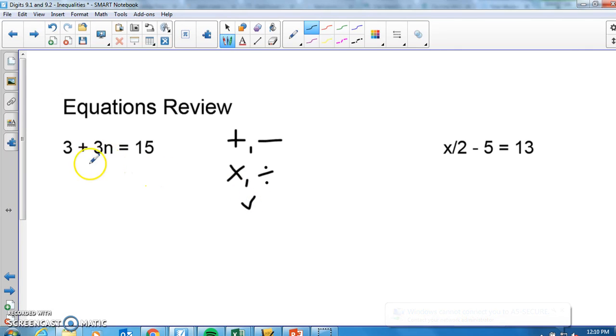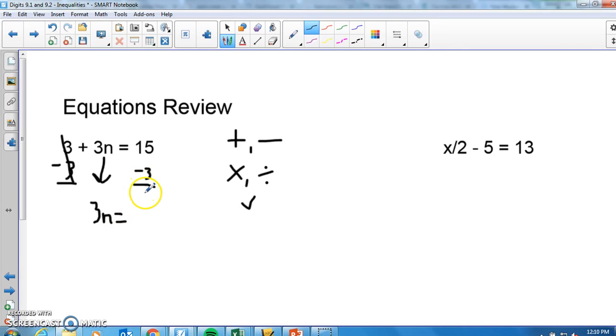We have an n right here. So what I want to do is get rid of this positive 3. So I got to subtract 3. And just like we talked about before the break, if I do something one side, I've got to do the same thing to the other side. So I subtract 3 from this side. 3 minus 3 is 0. That cancels out. So I'm going to drop down that 3n. So I bring the 3n straight down.